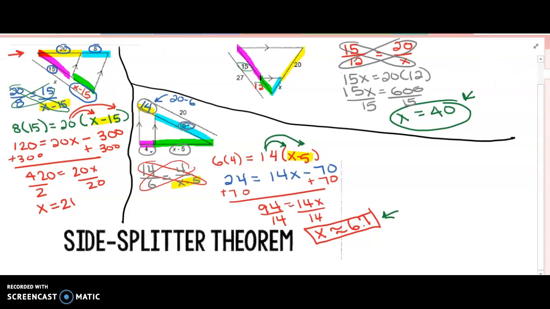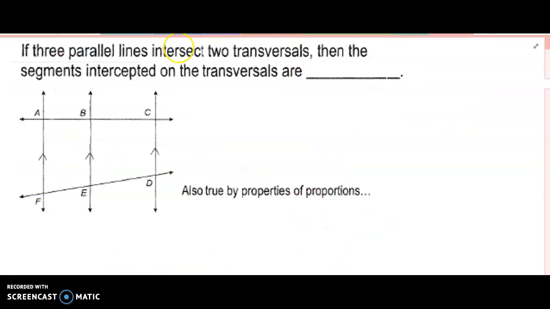One more thing is this says it's the side splitter theorem. We're going to cross that out because our book doesn't call it that. Our book calls this the triangle proportionality theorem. Okay. All right, guys, let's go to the next page.